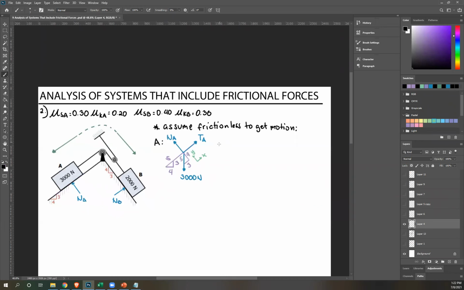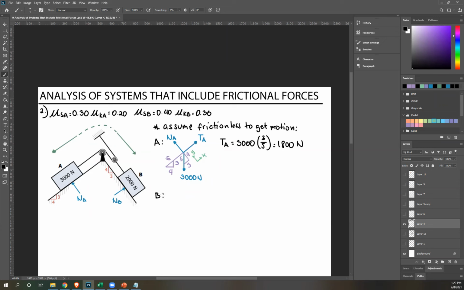So we're solving for TA. That's summation of forces in x, your Rx, for just TA. So TA is equal to the x component of your weight. That's 3,000, and the x component is 3 times 3 over 5. That's equal to 1,800 Newton. Now that you have that, move on to block B.